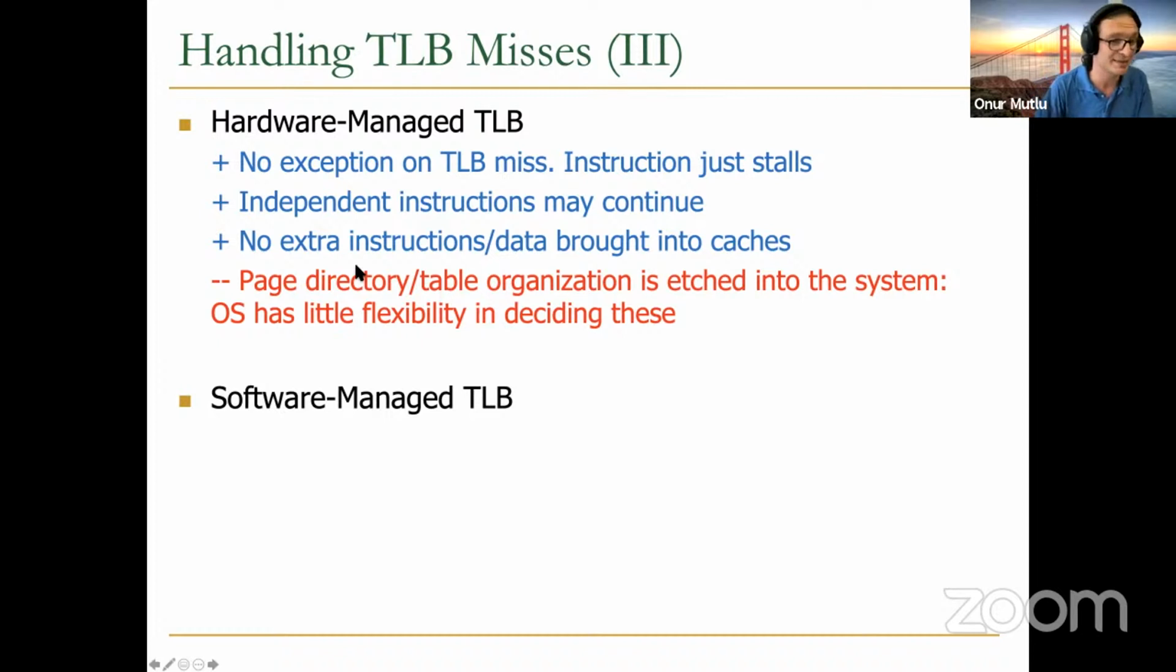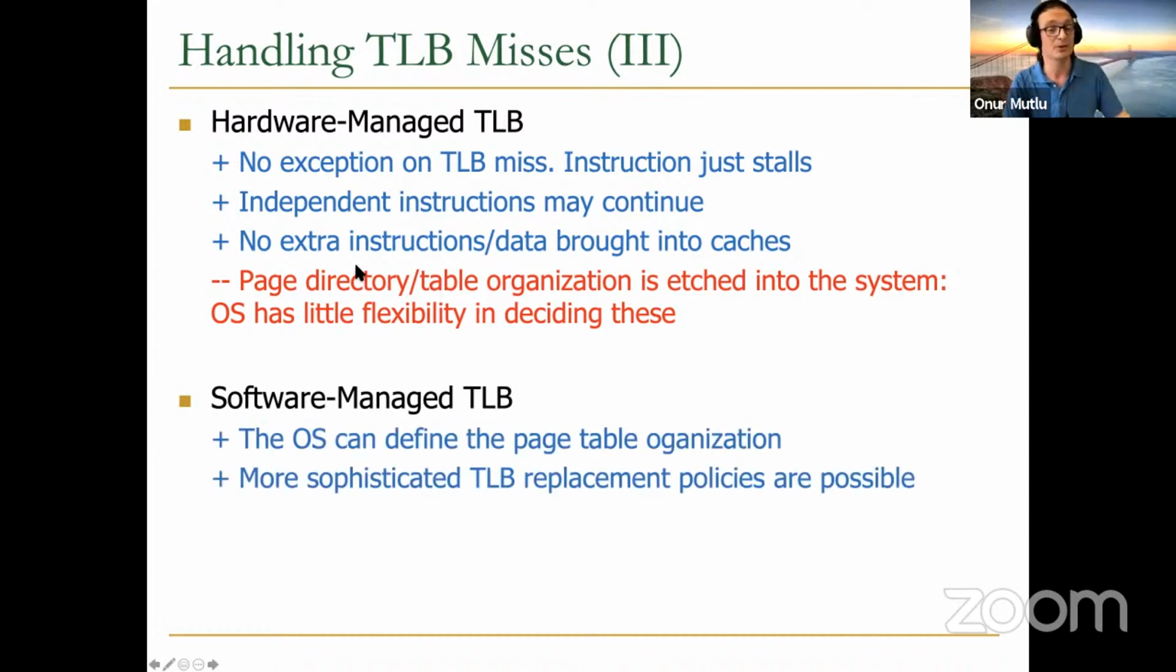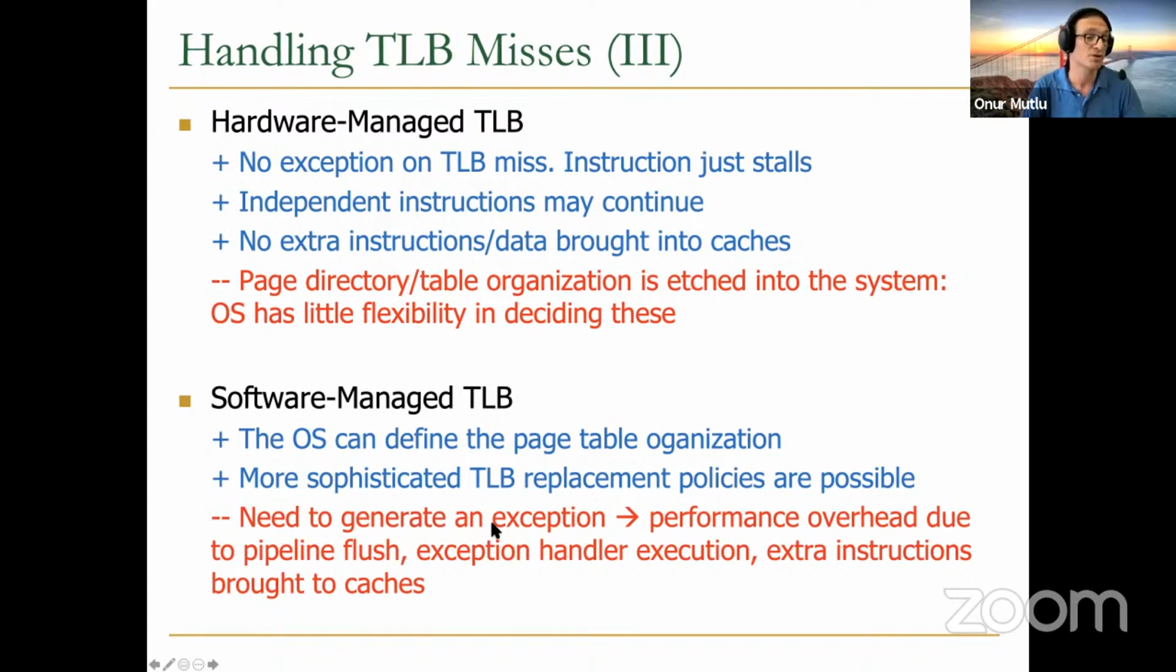Software managed TLB, of course, doesn't have that disadvantage. The OS can define the page table organization independently of the hardware. And it can also employ more sophisticated TLB replacement policies. The downside is performance overhead. You need to generate an exception, and you need to flush the pipeline, execute the exception handler, and extra instructions are brought into the cache. Of course, you could handle this in another thread. So you may actually eliminate some of the performance overhead, like the pipeline flush, but still there's overhead in executing other instructions to actually handle the software managed TLB. In hardware, if you handle it, you can have a specialized structure completely, as we will see in Intel systems soon.